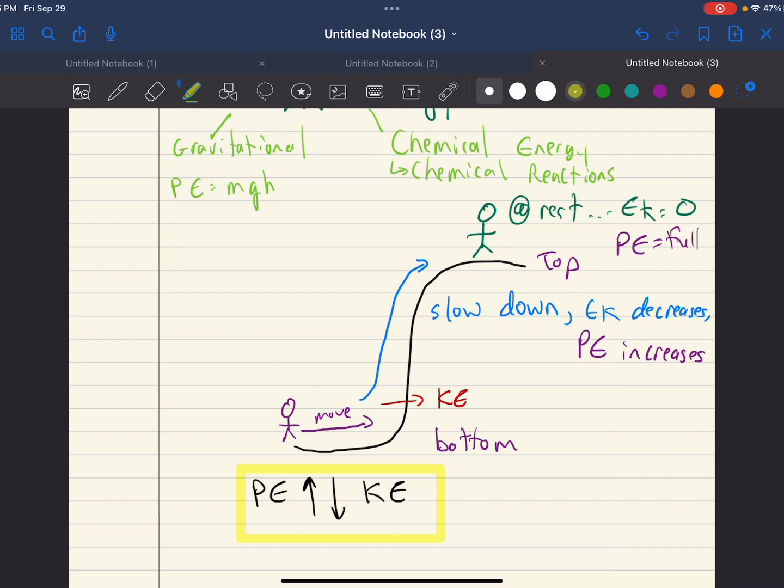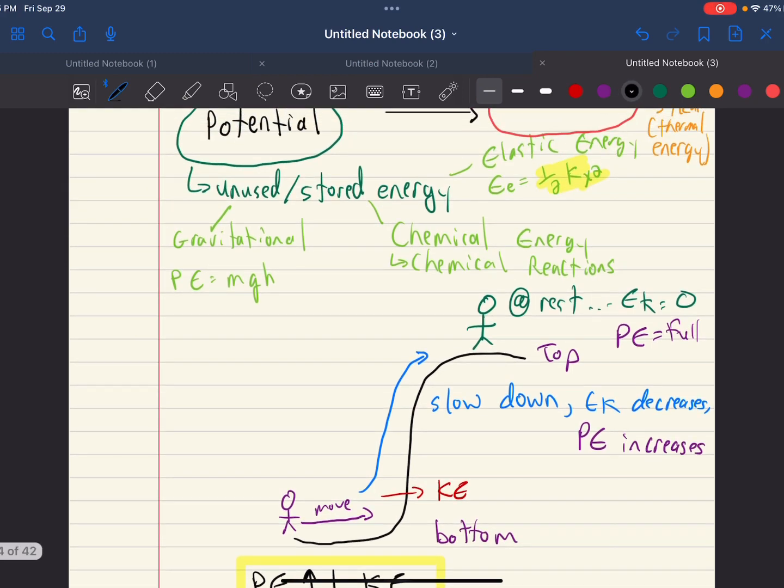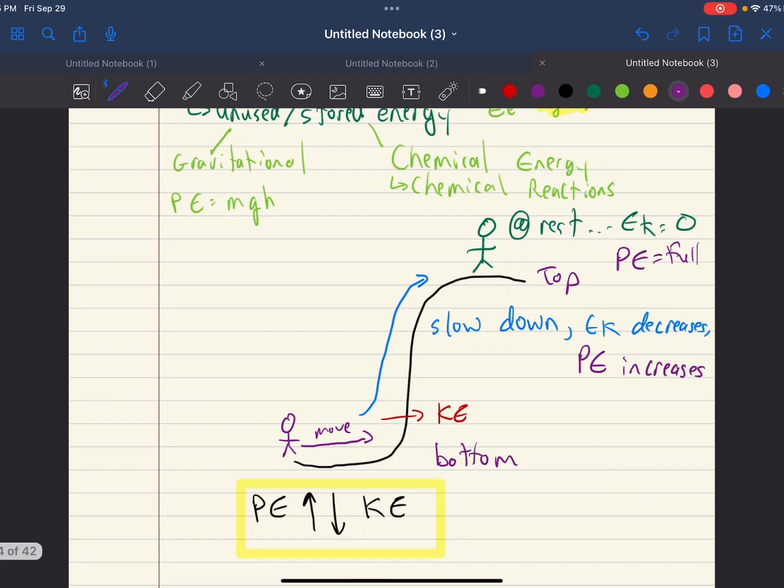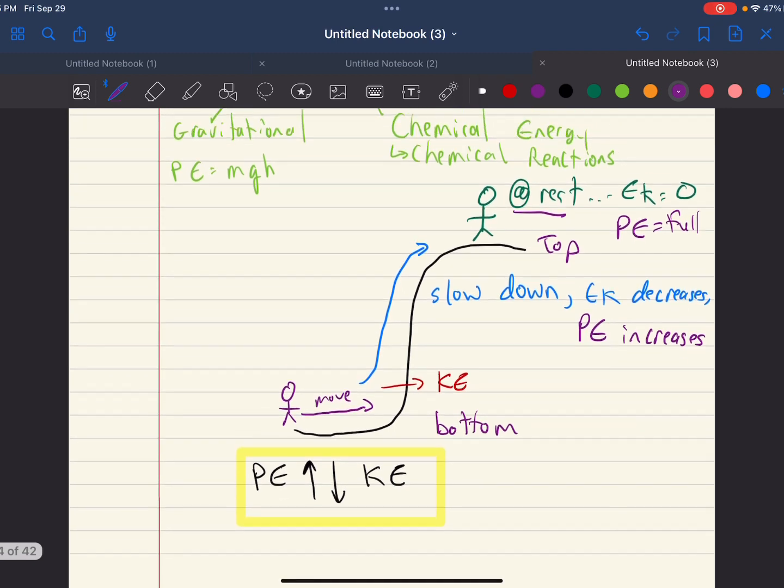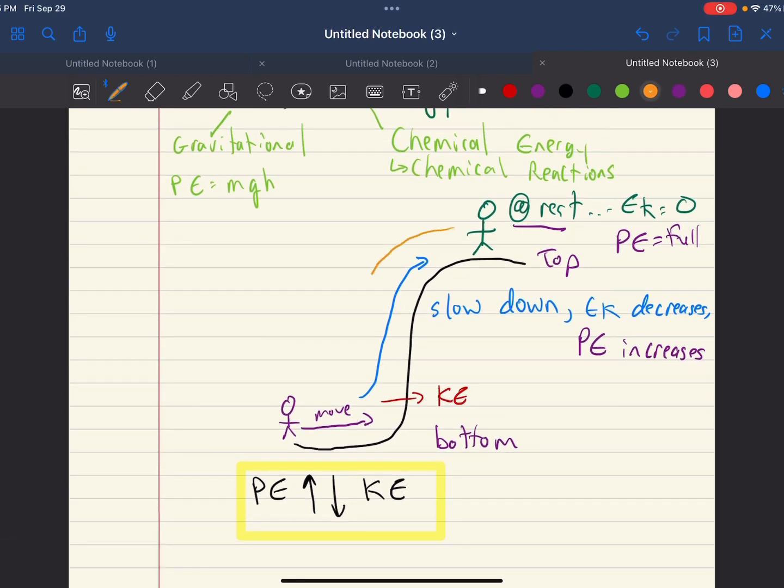Now I want us to think about what happens if we're going to go from the top of the hill to the bottom of the hill. And I'm going to use a different color. We'll use a purple arrow to exhibit that. So let's say you begin at rest, and then we move downwards here. So we're going to write at rest where the potential energy is full, and then we move downwards. Well, right before we clock the bottom of the hill, as my potential energy decreases, my kinetic energy increases.